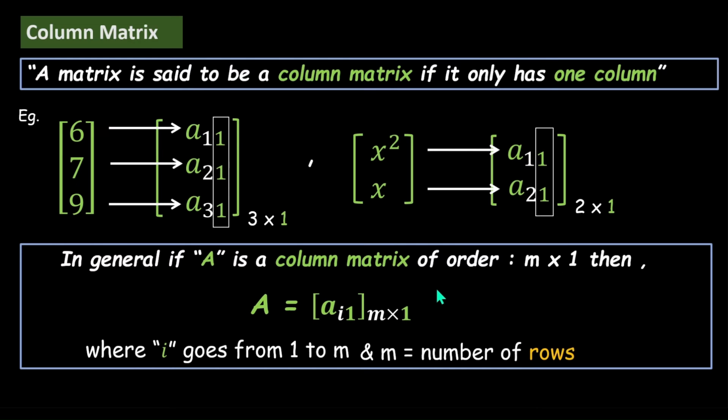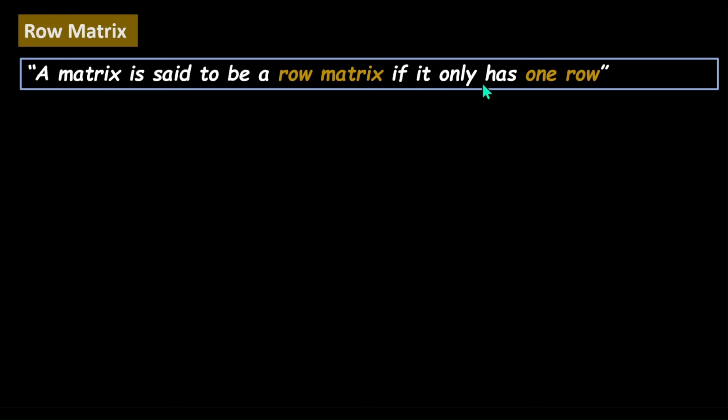And let's, with the same understanding, look at row matrix. So a matrix is said to be a row matrix if it only has 1 row. And let's take an example. So we have 18, 6, 25. It can be seen here that there's only 1 row, whereas it has 4 columns.